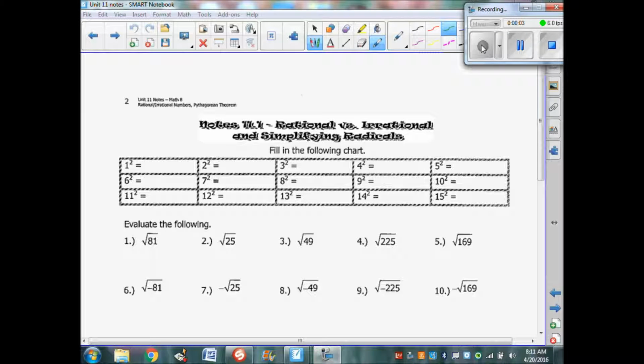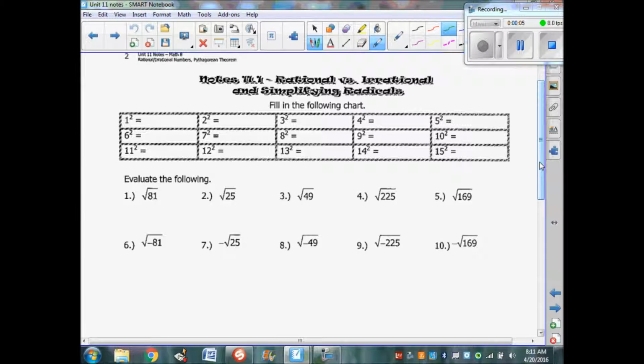Notes 11.1, rational versus irrational and simplifying radicals. So this is our second to last unit this year, and I'm going to fill in that table. You guys know what it means to square something. It means to multiply it by itself. So in that first box, 1 times 1, or 1 squared, is 1. 2 squared is 2 times 2, which is 4.